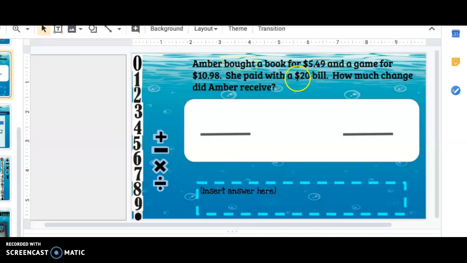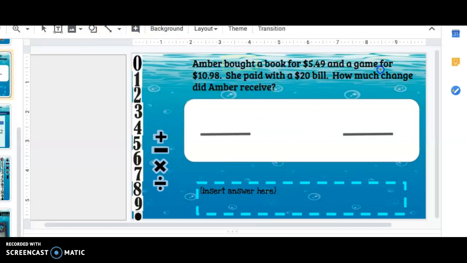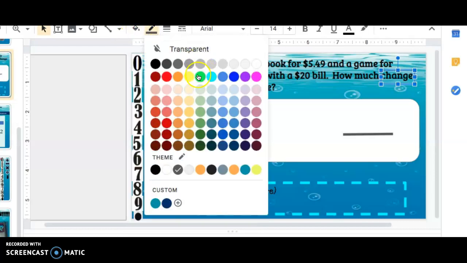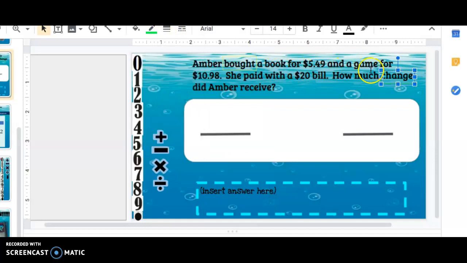It's telling us that she paid with a $20 bill. We're looking for the change that she's going to get back from the clerk, the person that she went to ring out or check out with. That person is going to be giving her money back. That's our end goal, to figure out how much change she will be getting back from that clerk.